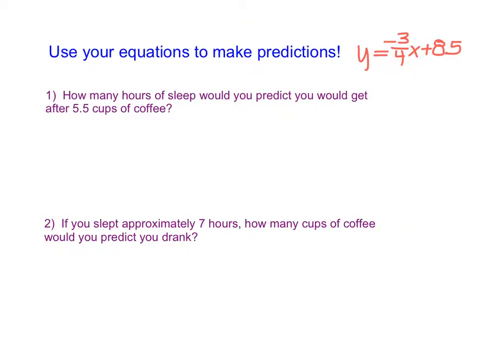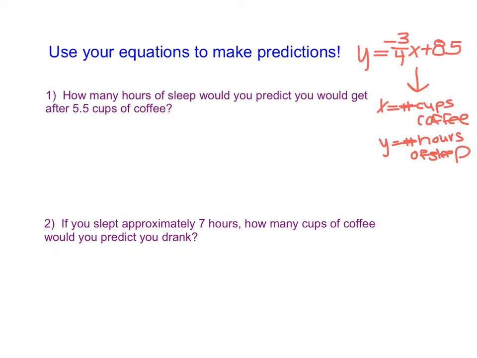So what we're going to do here is utilize this line of best fit to make predictions. And remember from the previous slide that the x was our number on the x-axis, and those were our number of cups of coffee. And then the y was equal to our number of hours of sleep. So from here, I'm going to utilize this equation in order to make some predictions.